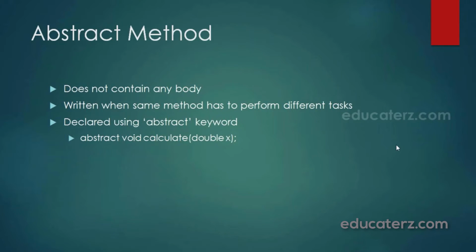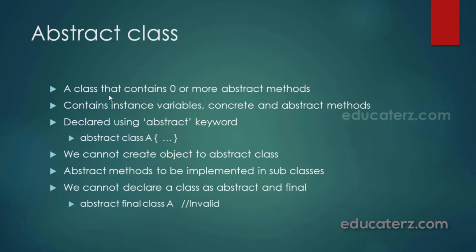So an abstract method is basically a method which doesn't contain any body, and it is written when the same method has to perform different tasks, and it is declared using the abstract keyword. When I use abstract, the method shouldn't have any body, so it should end with a semicolon. What is an abstract class? A class that contains 0 or more abstract methods is nothing but an abstract class, and it can contain instance variables, concrete and abstract methods. Concrete methods are those methods which have an implementation. So an abstract class can have both concrete as well as abstract methods, and it is declared again using the abstract keyword.